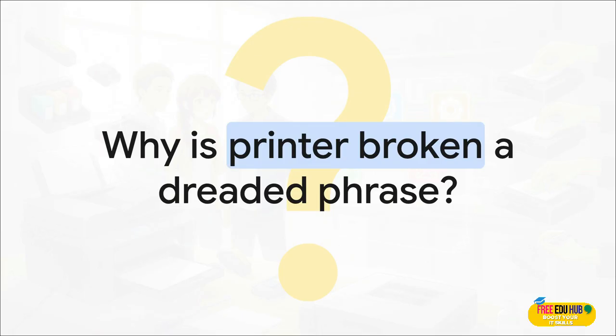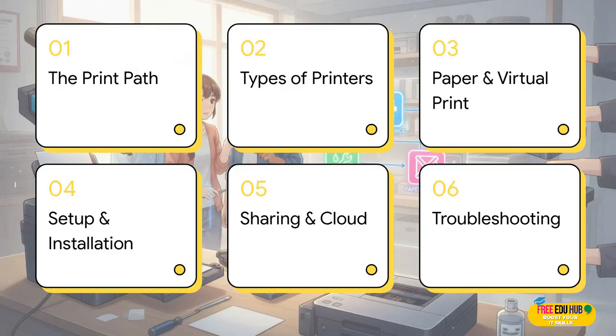When someone comes up to you and says, "Hey, the printer is broken," the actual physical hardware sitting on the desk might be perfectly fine. The real culprit? It could be a paused software queue, a bad cable, the wrong default setting, or honestly, just an empty paper tray. So, to solve these problems efficiently, we're going to take a technician's journey through all this complexity. Here is our roadmap. We'll look at the print path, the 4 types of printers, paper and virtual printing, setup, sharing, and cloud features, and finally, some hardcore troubleshooting.